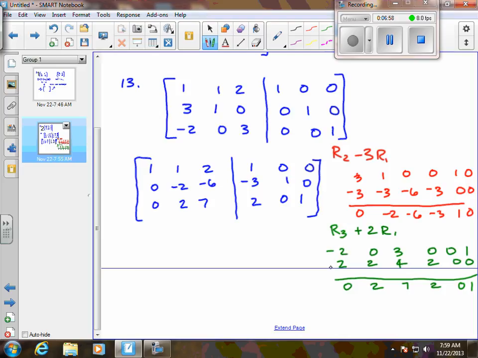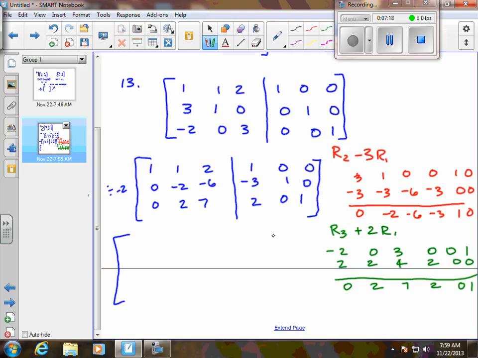Anyone else need to see that problem? Okay. So my next step is to target that negative 2. I move to column 2 and I need to get my 1 in place. So I'm going to divide by negative 2.